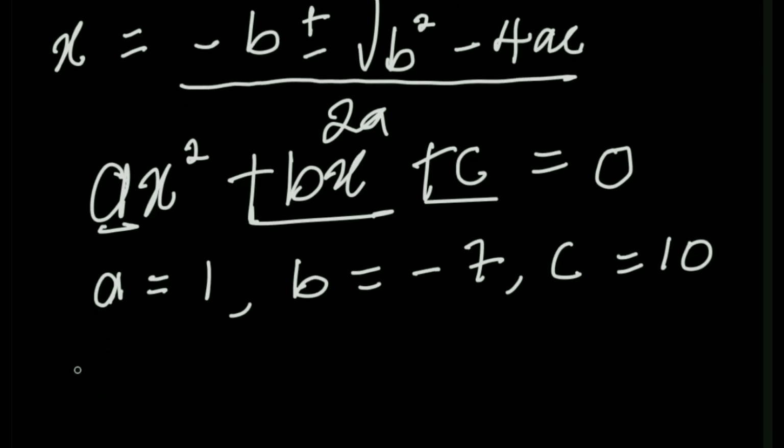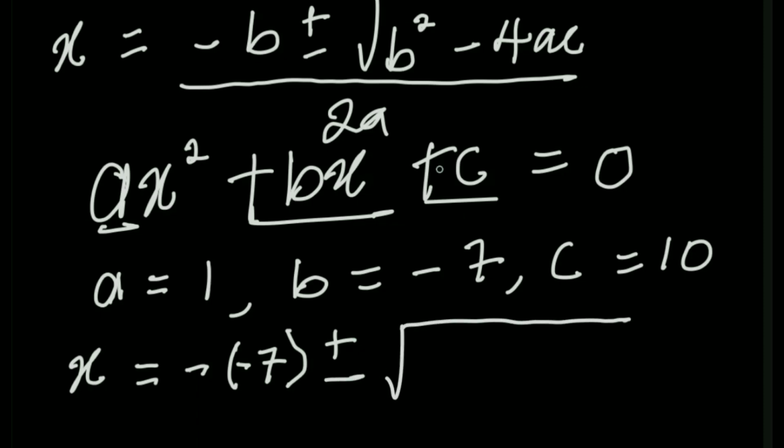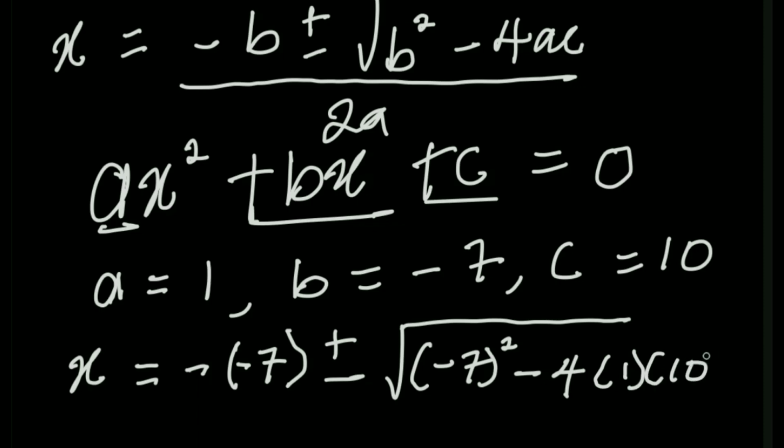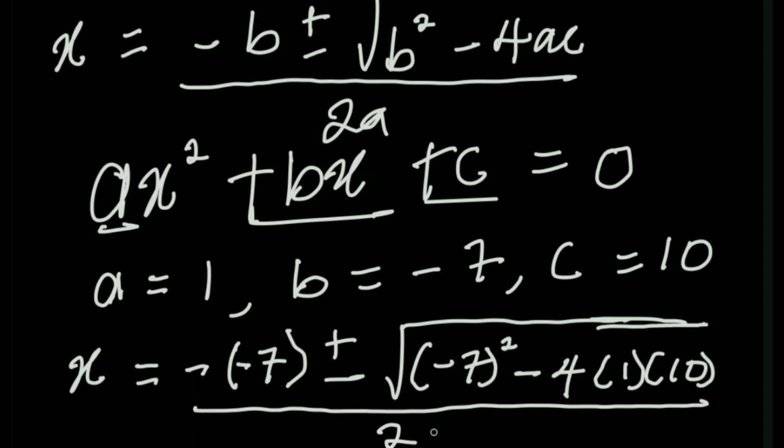So let's do that. x equals, you have a minus here, so that's minus. The value of b is minus 7, so you create a bracket to separate that sign, plus or minus the square root of b, which is minus 7 squared, minus 4 times a, that's 1, times c, 10. Everything we have here is divided by 2 times a, which is 1.